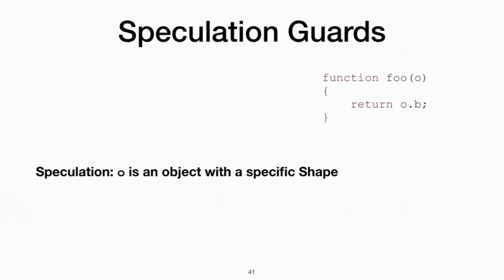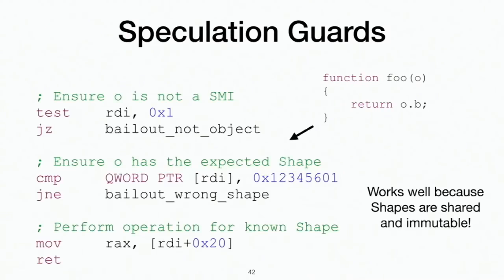So let's look at an example again. Here's the other function, the function that fetches a property. Let's say we speculate that O will always be an object of a specific shape. And then this is what we could generate as machine code.